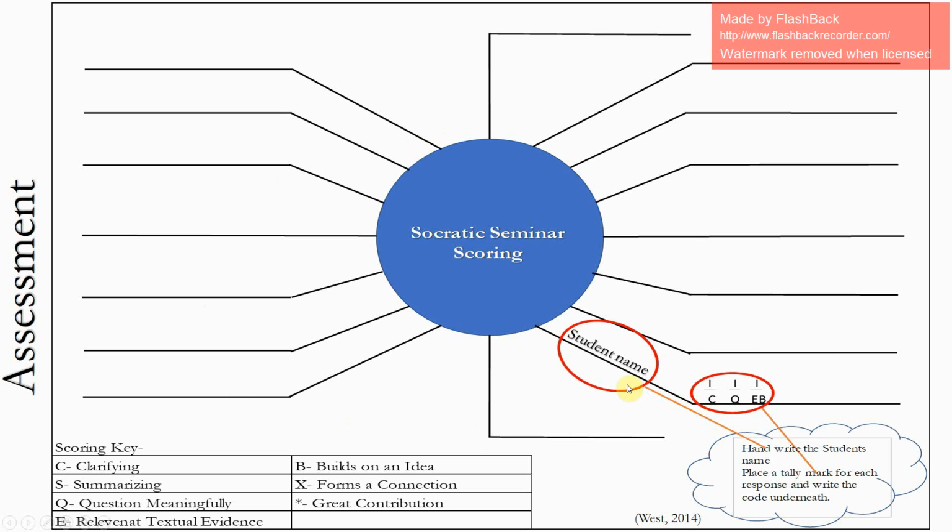And this sheet on this slide is an example of a way to keep track of scoring while the seminar is live. So this is used while students are talking. Each line, moving out from the circle, you put the student's name, and this would be handwritten because you're using it live during the activity. I've typed it in for ease of reading.